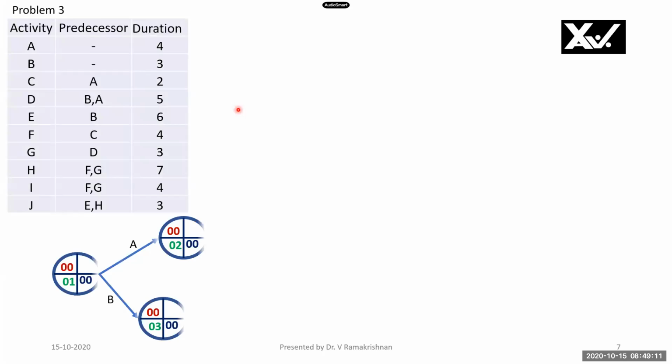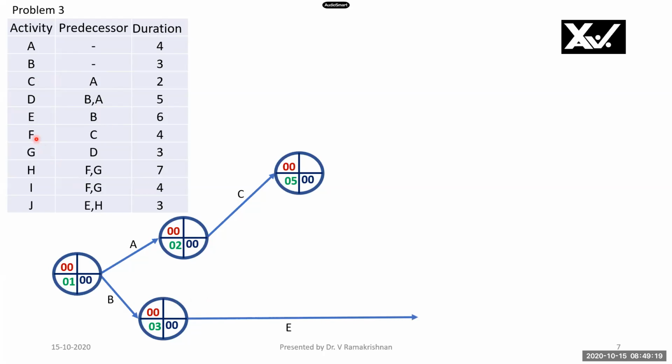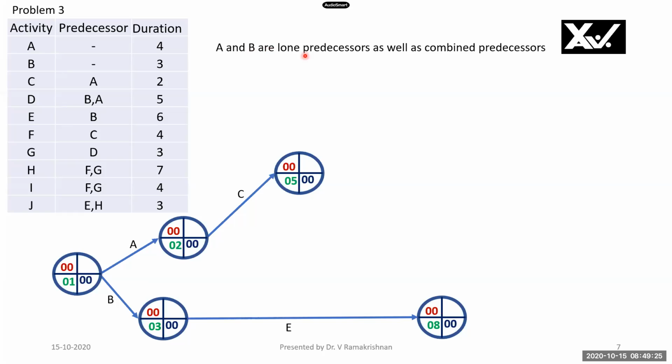Now we will see here in this case, A and B are starting activities with no predecessors. C has got predecessor A, and E has got predecessor B. Therefore, I have drawn this first. D has got predecessors A and B, lone predecessors as well as combined predecessors. Therefore, I have to use two dummy activities here. D has got combined predecessors A and B.